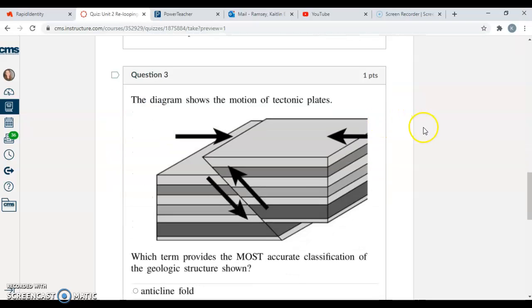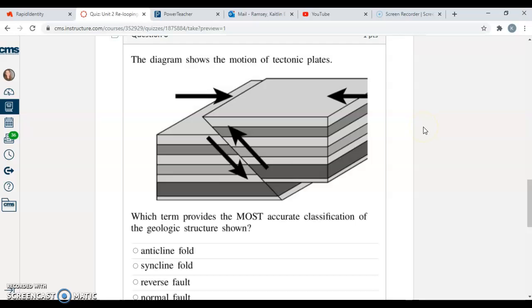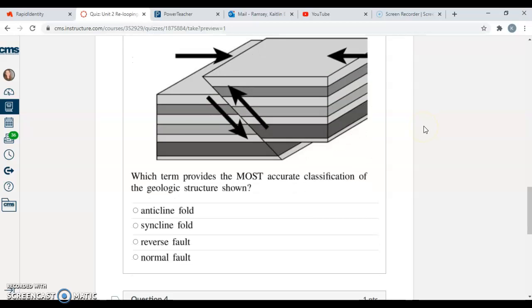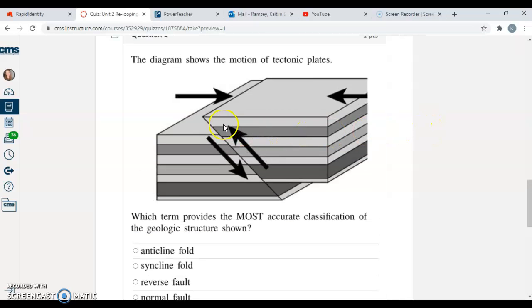Okay, so question 3 says the diagram shows the motion of tectonic plates. Which term provides the most accurate classification of the geologic structures shown? So this is going to be a type of fault, all right? This is a fault. We can see the crack in the earth, right? So this is typically along where we're going to see earthquakes start.